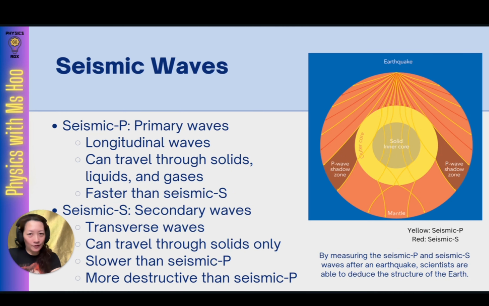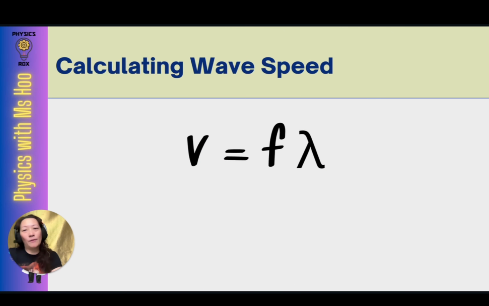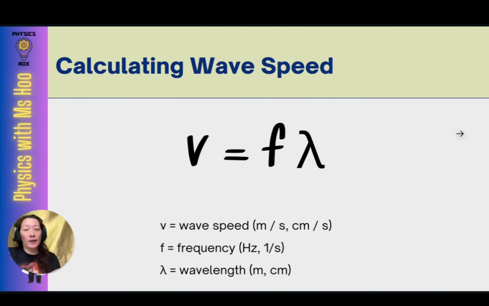For now, let's move on. Now, when it comes to physics, we know there must be an equation somewhere. So this equation is very commonly known as the wave equation, and it's used to calculate wave speed. V is the wave speed, which can be measured in meters per second or centimeters per second. F is frequency, which is expressed in hertz or per second. Lambda is wavelength, which can be expressed as meters or centimeters.